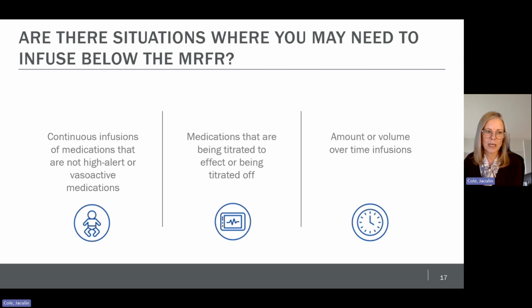Are there situations where you may need to infuse below the minimum recommended flow rate? And there are. Obviously, if it's not a continuous infusion of a medication that is high alert or vasoactive, that might be one situation. Medications that are being titrated to effect or are being titrated off and the patient is being monitored might be another option, but that would be up to the clinical judgment at the time of that infusion. And then any amount over time or volume over time infusions, even though those tend to run faster, are programmed and delivered for that exact amount.